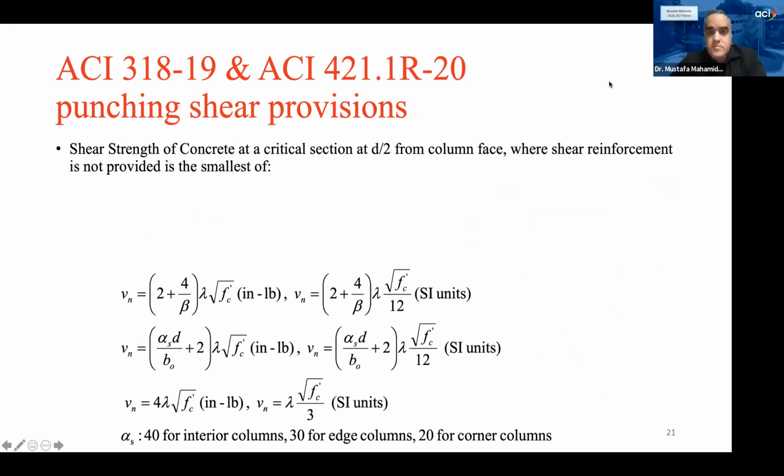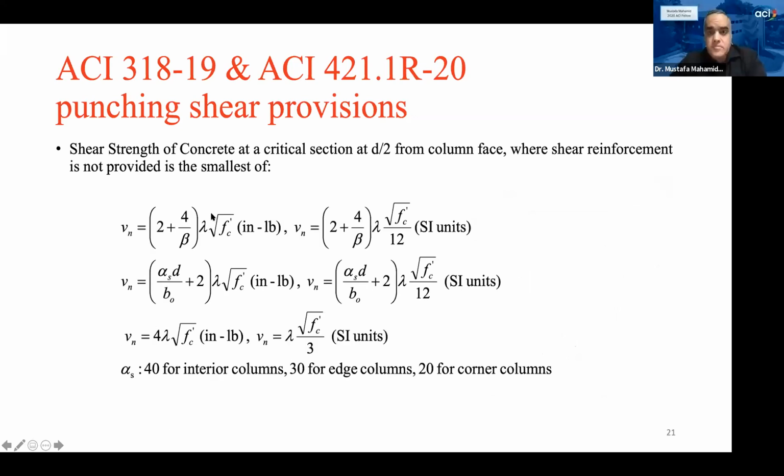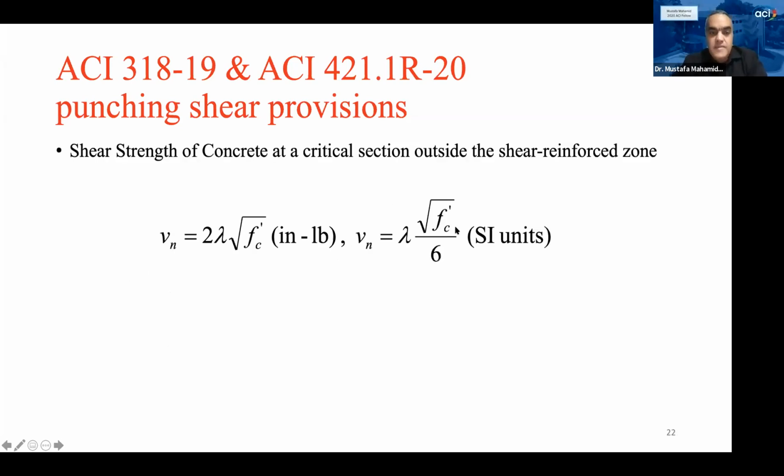The shear strength of the concrete at the critical section at d over 2 from the face of the column should be the smallest of these values. Okay, I think you have seen this before in ACI. This is related to the location of the column, of course, and also the perimeter of the column, and whether it's an interior column or an edge column. We do have all these parameters as shown here. In many cases, the 4 times lambda square root of f'c controls our design, but you have all the parameters here, so we have to check that and choose the smallest. So that's how the shear strength is determined.